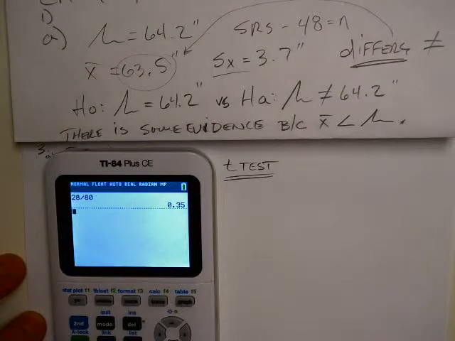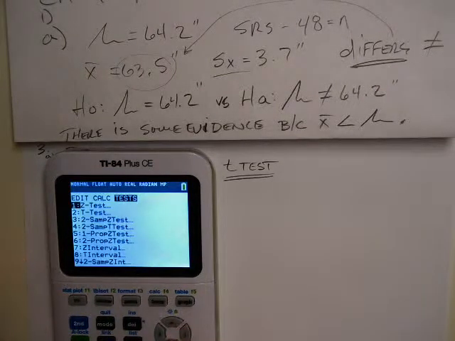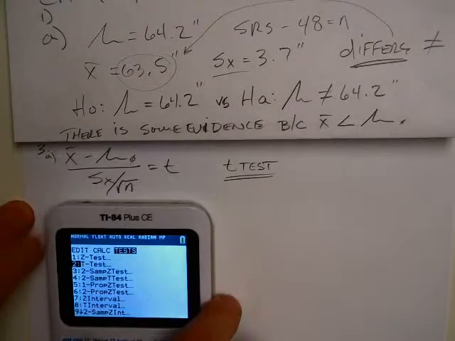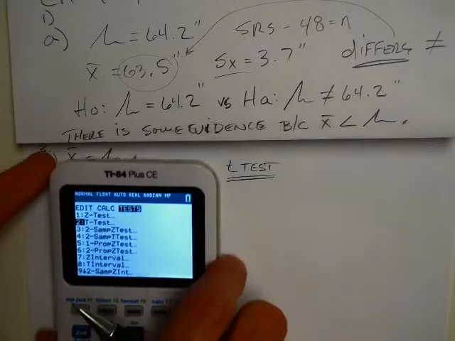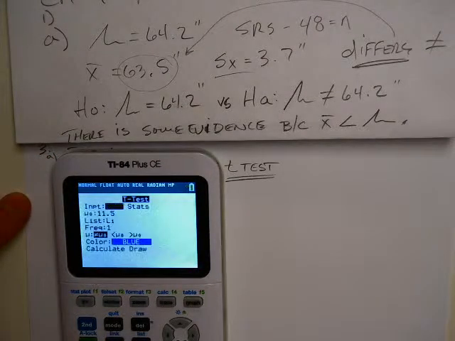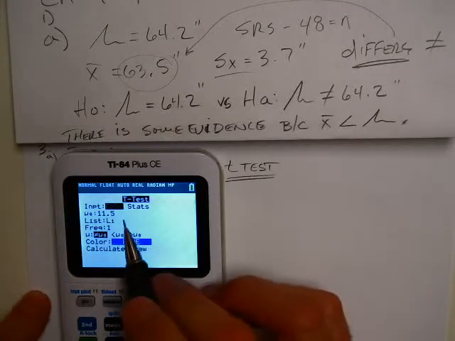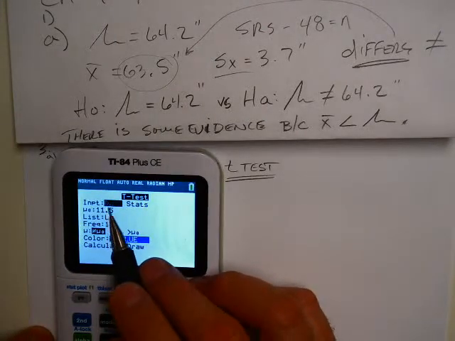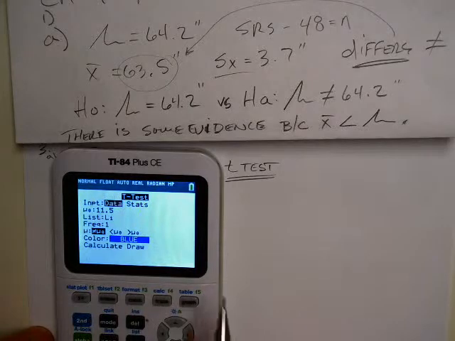So that means I'm going to go to stat, tests, and the second one down is the t-test. That's going to do this standardizing for me. And it's going to give me a p-value. It doesn't call it p-value, it just calls it p. So in this problem, I don't have data in a list, so I'm going to go to stats.